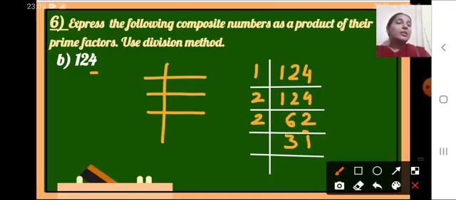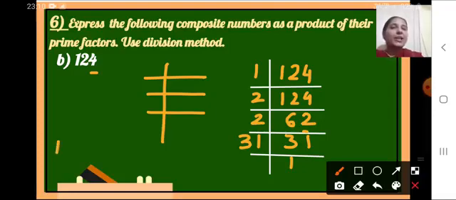Now we have 31. So there, children, this 31 is a prime number. So it will be divisible by itself only. So we will go for 31 ones, because we have to keep on dividing till we get the last factor as 1. Okay. So how will we show this number as a product of its prime factors?